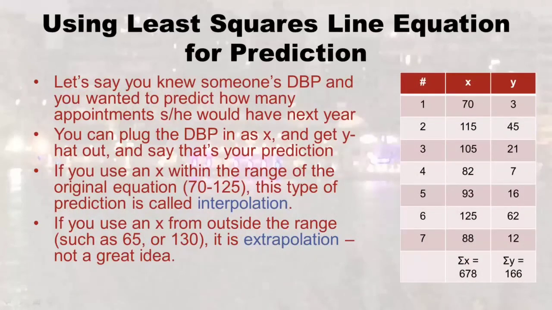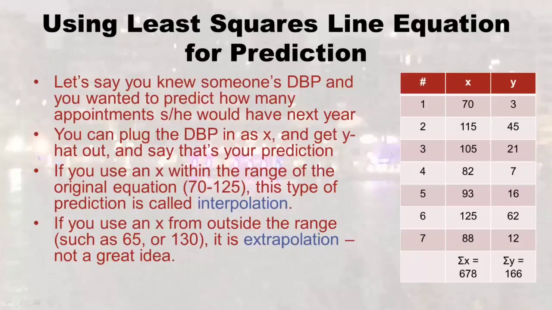But first, I will get to the prediction part. Okay, so you're done with your least squares line equation, and you want to use it for prediction. So let's say you knew someone's DBP and you wanted to predict how many appointments she or he would have in the next year. Now what you're not doing is you're not reusing your x's from your data.